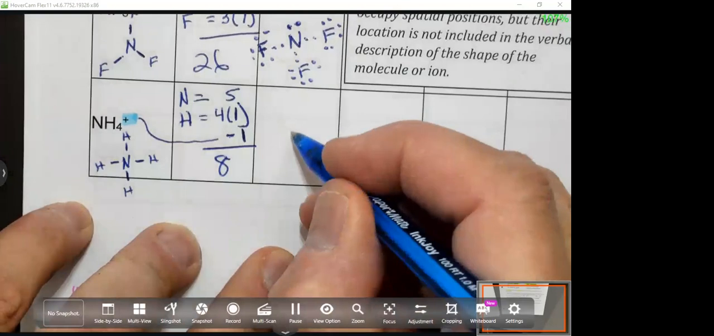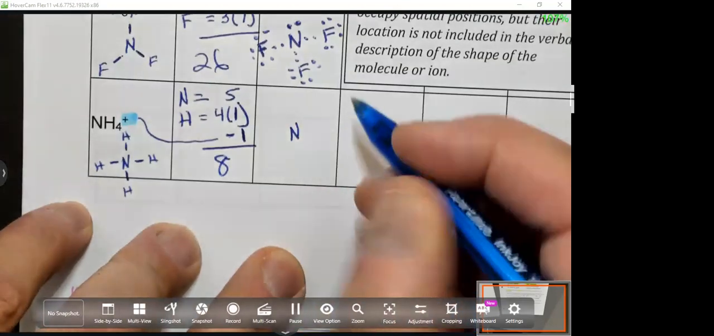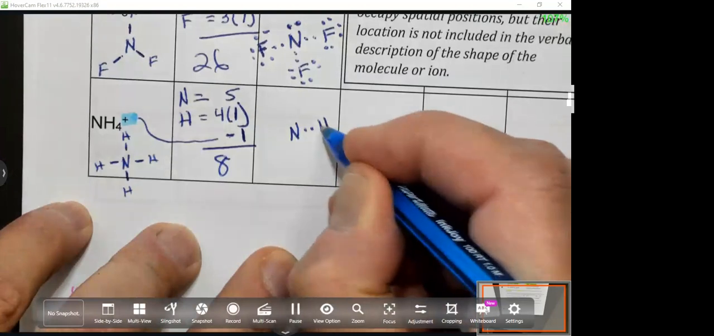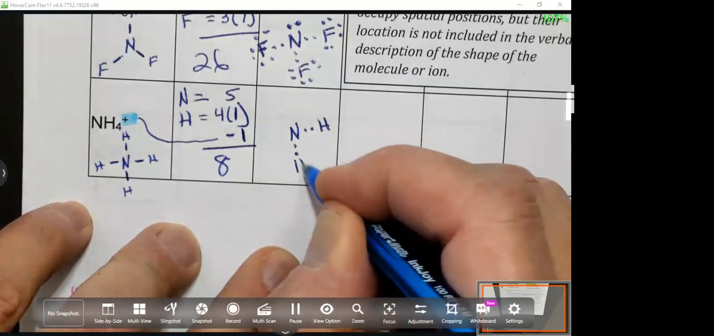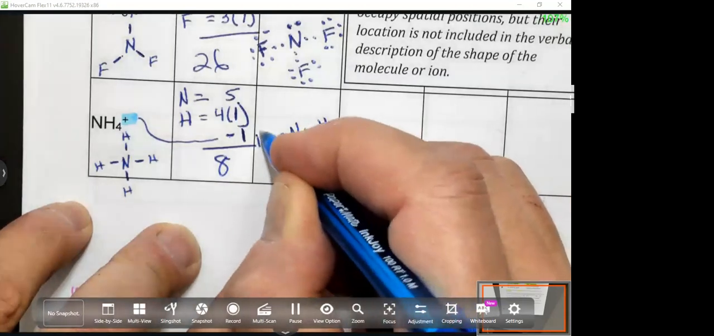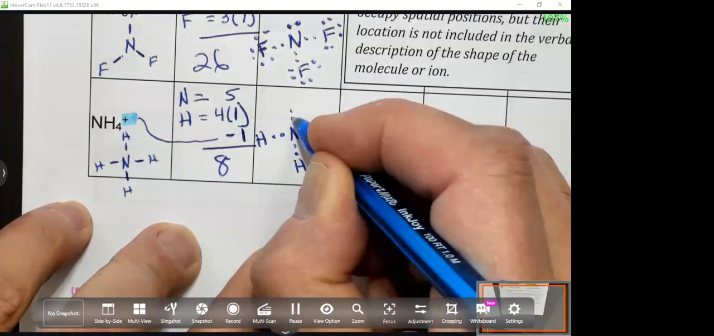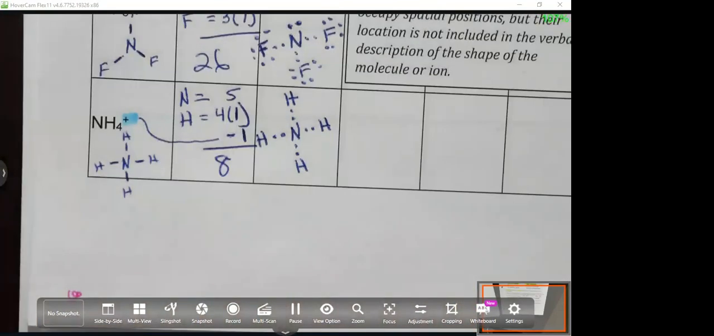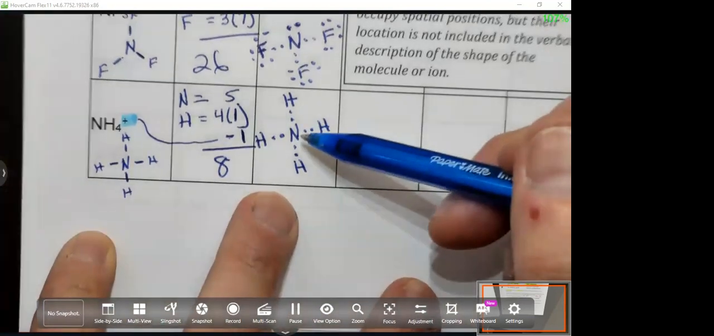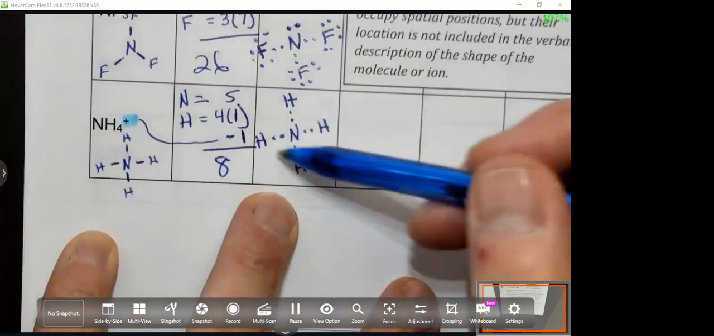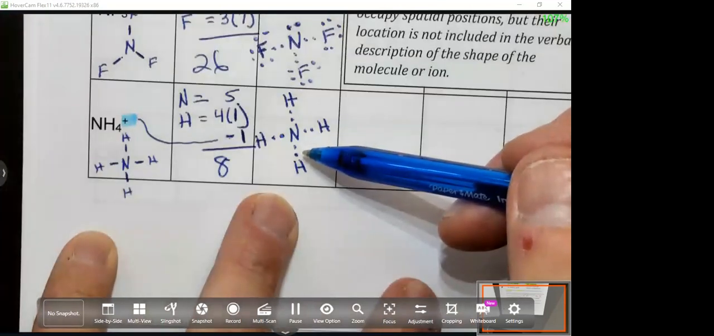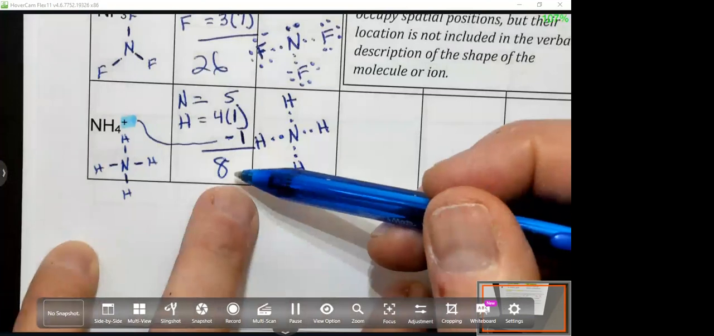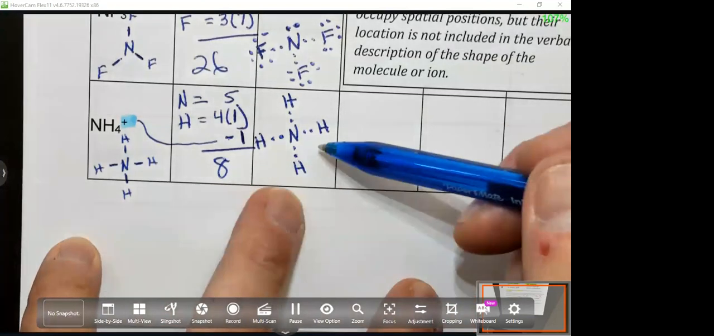All right, so let's do our next step. We're going to put a bond. What happens? How many electrons do I have total so far? 8. How many am I allowed? 8. Is everybody happy?